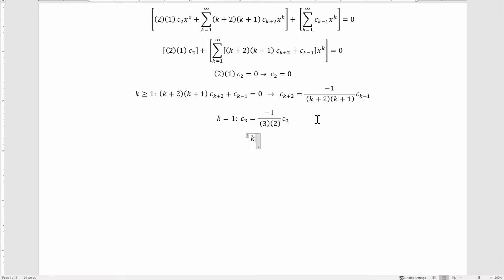Now when k is equal to 2, let's see what kind of relationship we're going to get. So k is equal to 2, we have c sub 4. Negative 1, and then k is equal to 2, this is going to be 4, k plus 1 is 3, and 2 minus 1 is 1, so here's our other arbitrary constant. And then we continue.